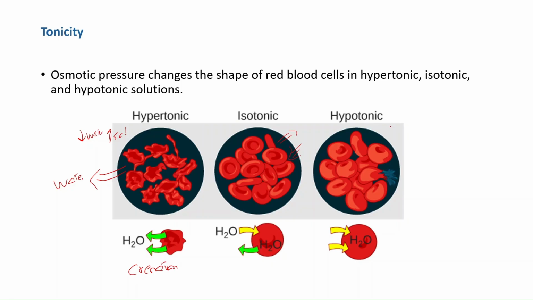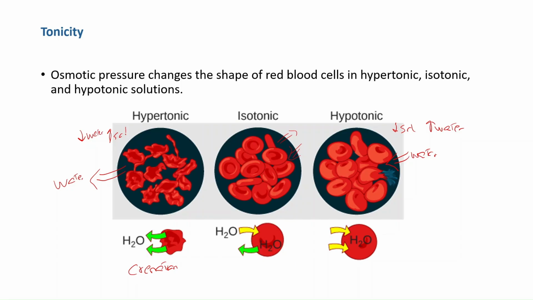Now, in a hypotonic solution, we have very little solute, which means we have a lot of water. More water on the outside than on the inside, so water comes into the cell, it starts swelling, and eventually can burst. This is very important. For instance, if you give an IV, it better be an isotonic solution, because you can literally kill that person if your IV is hypertonic or hypotonic. You're killing the cells either way.